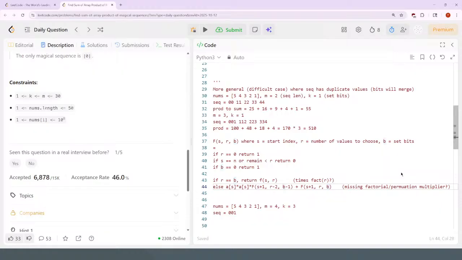Do 001, 112, 223, 334. So choosing 3 values in a sequence, choosing 3 values for your sequence that add up to 1 set bit. The only way that works is if you choose 2 duplicates: a duplicate value and then one bigger than that. Question is how you make that into recursive logic.